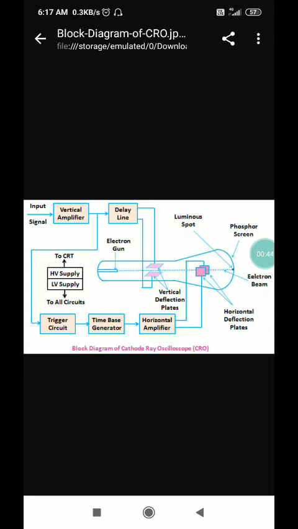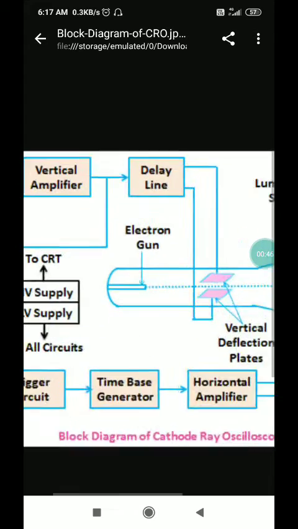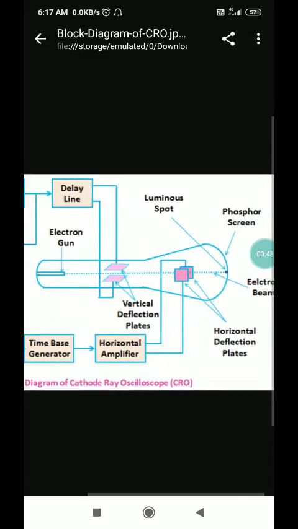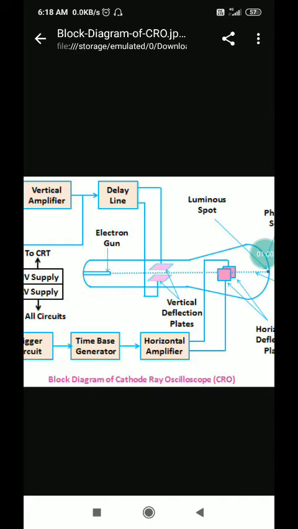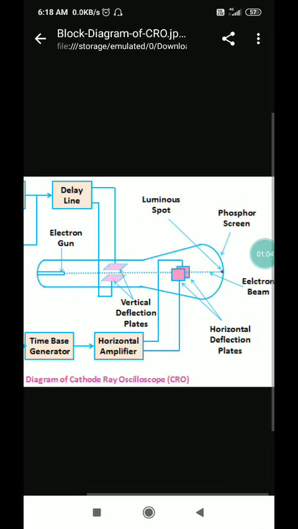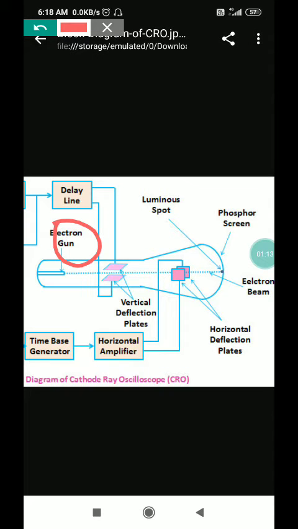The block diagram of CRO is shown on the screen. The important part of this block diagram is CRT. CRT stands for cathode ray tube and CRO stands for cathode ray oscilloscope. Now CRT is a vacuum tube which has got an electron gun. It has got an electron gun which produces electron beam.